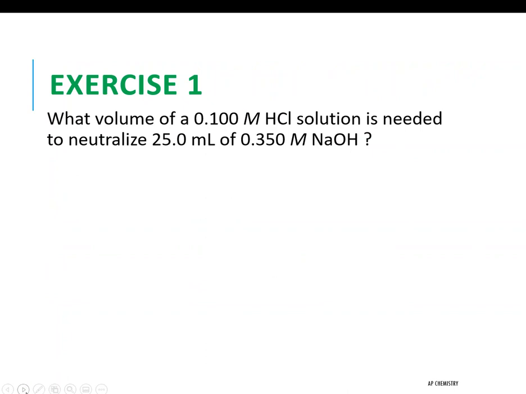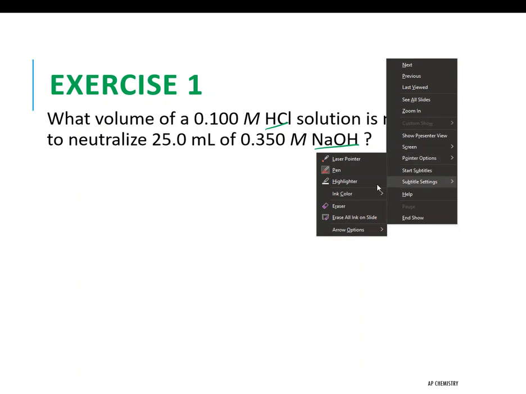So now we're looking at this particular one, exercise 1: what volume of a 0.1 HCl solution, or hydrochloric acid solution, is needed to neutralize this certain amount of the sodium hydroxide? Well, this turns into stoichiometry. So first things first, looking at what I have: hydrochloric and I have sodium hydroxide. Any ideas where I should begin?